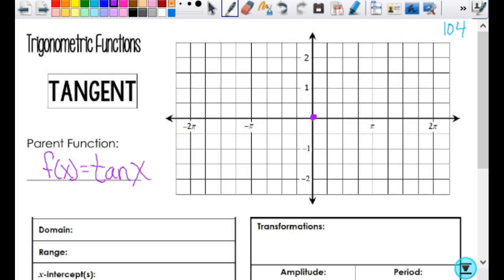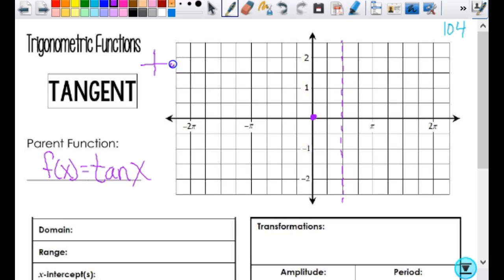What is the tangent of pi halves? Undefined. Here's my unit circle, right? So this is 1, 0. That's why tangent is 0. This is 0, 1. So that'd be 1 over 0. That's why this is undefined. That's at pi halves. So at pi halves, halfway between 0 and pi, I have an asymptote because it's undefined.